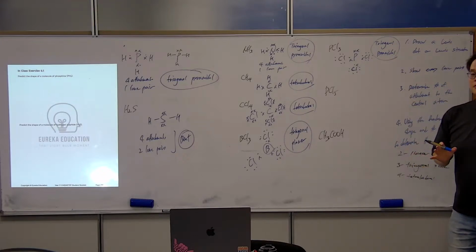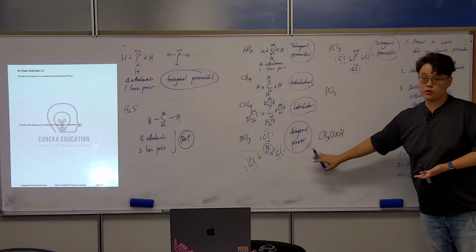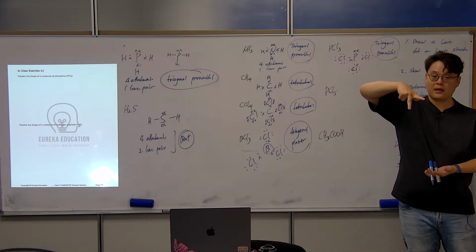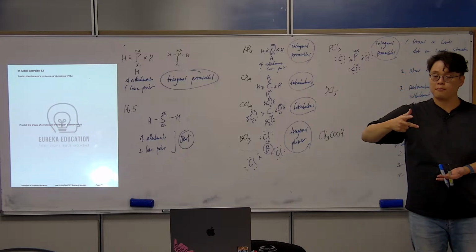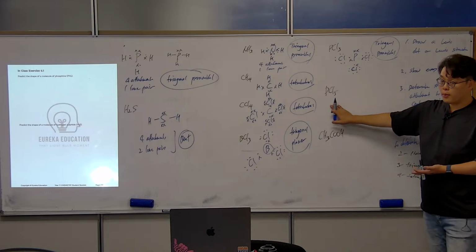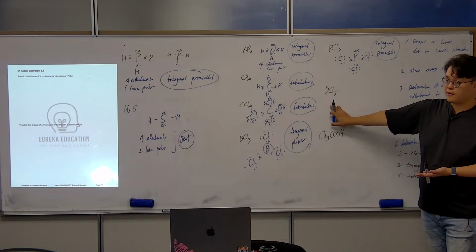So you must spot the difference between trigonal planar and trigonal pyramidal. Pyramidal shape is like a real pyramid. Planar is plane. That's where the word planar comes from. What about this one, PCl5?